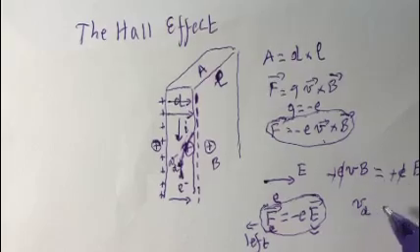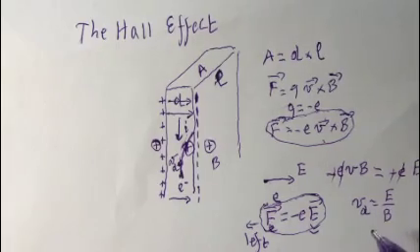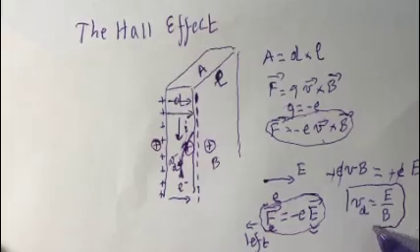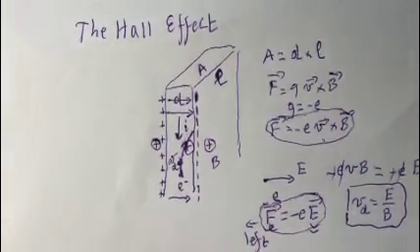So the drift velocity is equal to the electric field divided by the magnetic field. So now we got this nice equation here that we can make use of. What should we do with this equation?